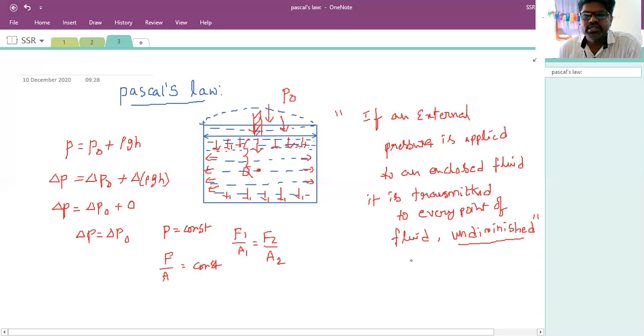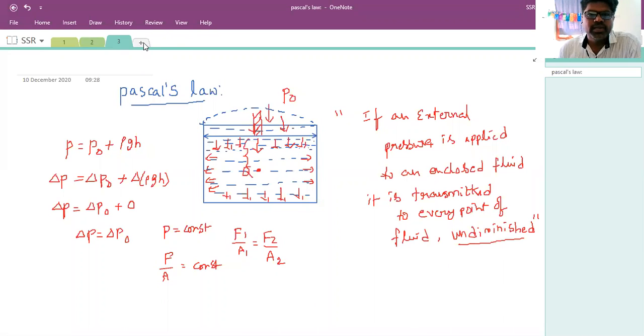If an external pressure is applied to an enclosed fluid, it is transmitted to each and every point of the fluid undiminished. That means without diminishing that change in pressure, it will be distributed to each and every part of the container. That's why the pressing applied here with the piston on one side will be distributed to all the container surfaces, that means the walls of the container. Are you clear on this point, all of you? Yes.